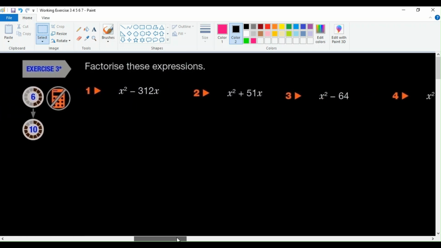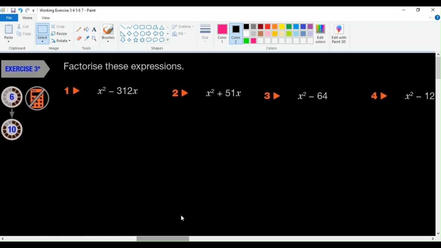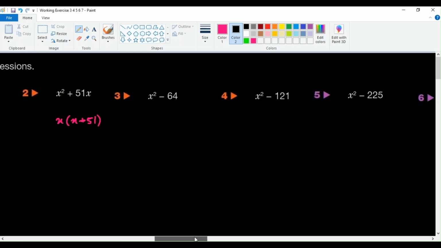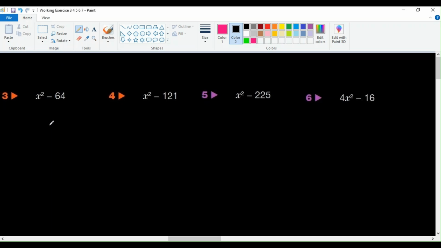So these were 6 questions for exercise 3, and then comes exercise 3 star. In here, it is as easy as x plus, x minus 3 is going to be the answer for this question. In here, x comes in the bracket, x plus 5 as the answer for this question. But when it comes to a question like this, as I already explained, that is in the form of square. So 64 is the square of 8. So I will write x square minus 8 square. You can see it's a difference of squares. So I will write x plus 8 and x minus 8 as the answer for this question.